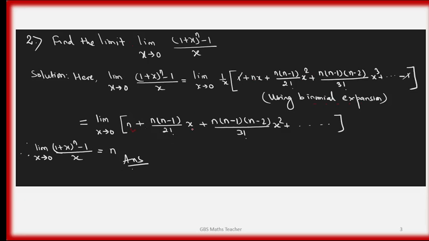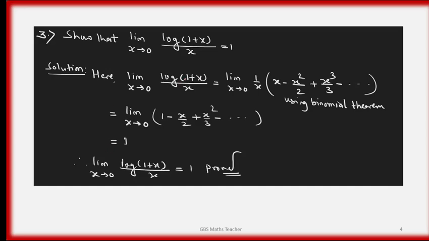Similarly here x square, and so on, by multiplying 1 by x in the expansion given inside the bracket. Finally if x tends to 0, all other terms are 0, only the first term remains, so limit x tends to 0 of ((1 plus x)^n minus 1) by x equals n.